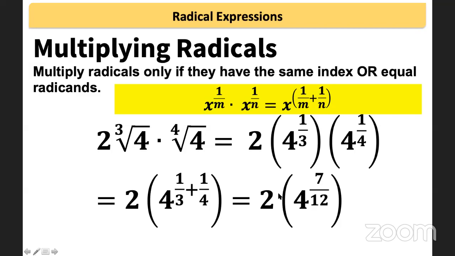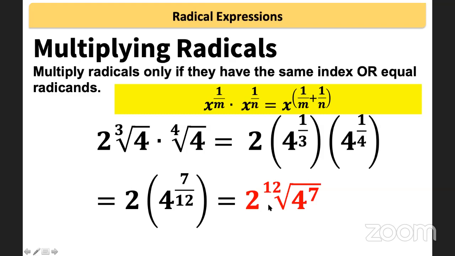So another way of writing this is 2 times 12th root of 4 raised to 7. Denominator, siya yung nandito sa index. Itong 7, or numerator, siya yung exponent mo dito.